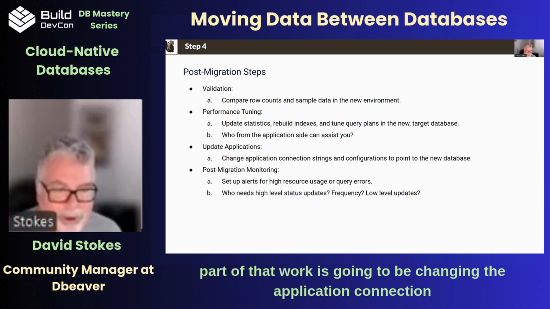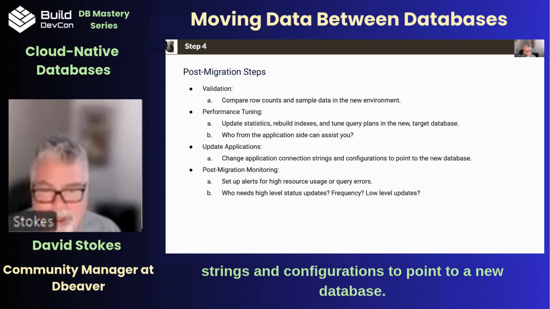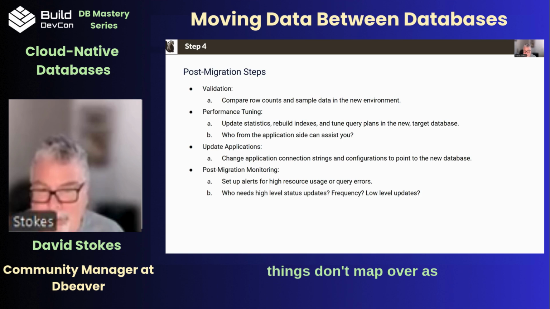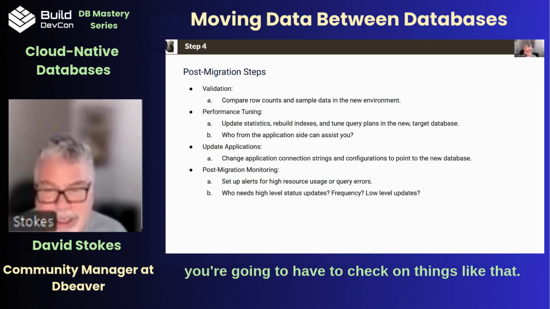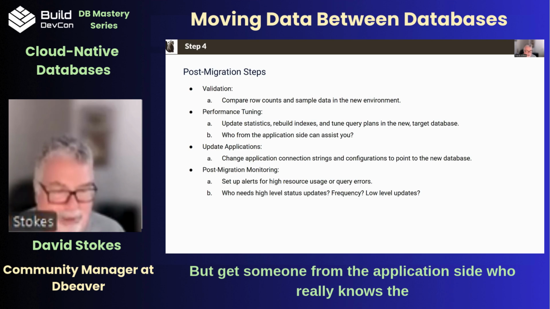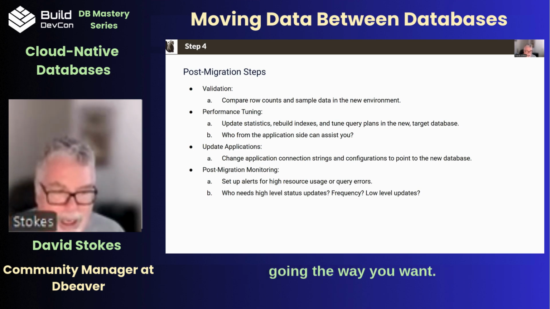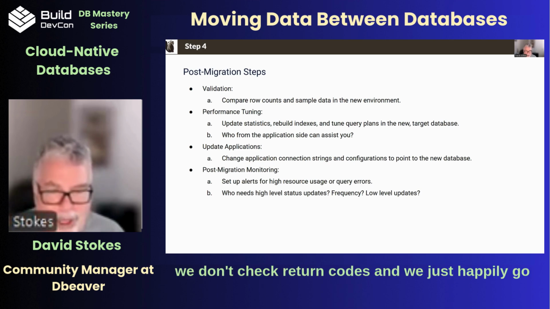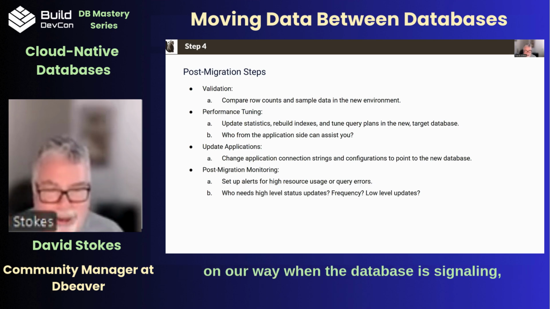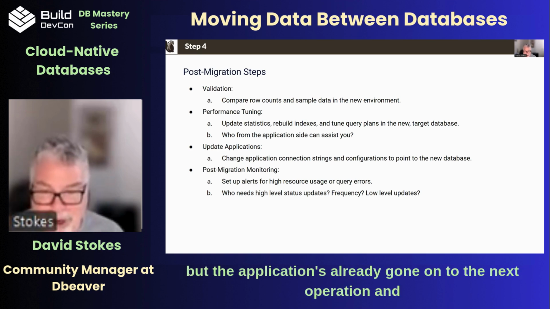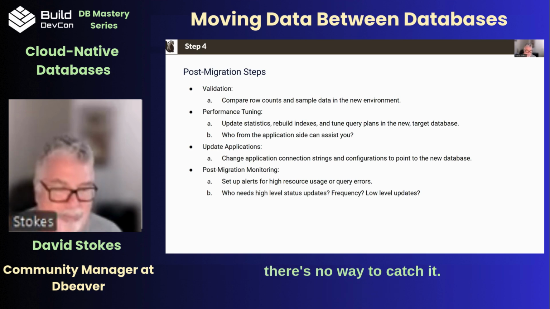Now, part of that work is going to be changing the application connection strings and configurations to point to a new database. If you're using something like a virtual IP and things don't map over as instantaneously as you wish, you're going to have to check on things like that. But get someone from the application side who really knows the flow of the data to make sure that things are going the way you want. Too often we don't check return codes and we just happily go on our way when the database is signaling, hey, I couldn't install that because you had a syntax error, but the application's already gone on to the next operation and there's no way to catch it.